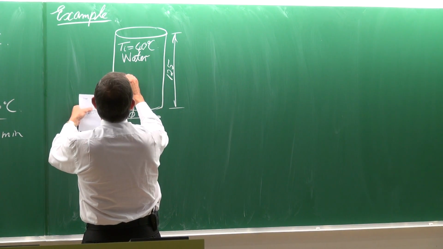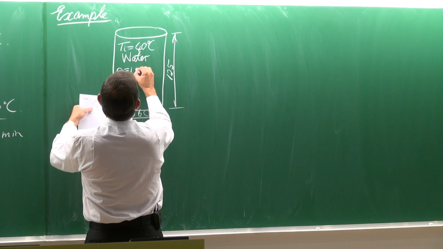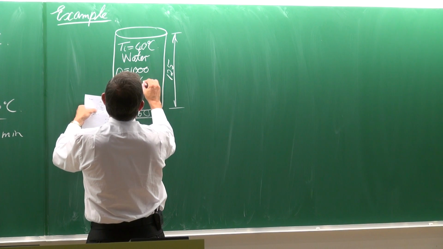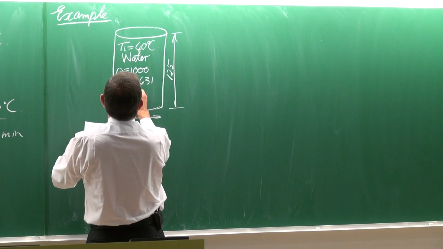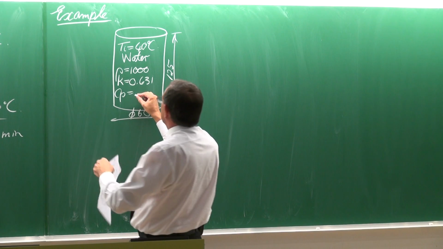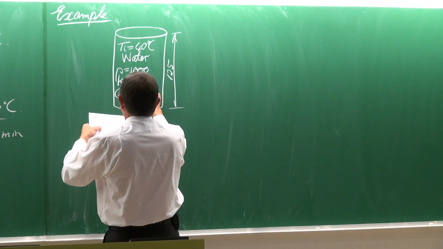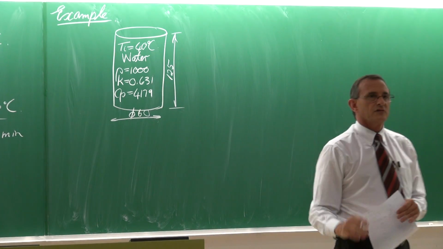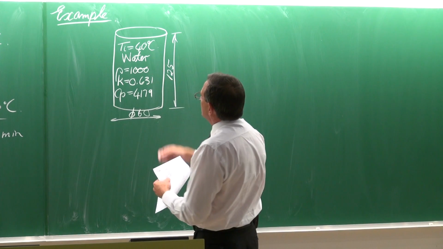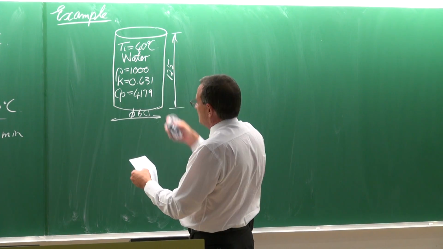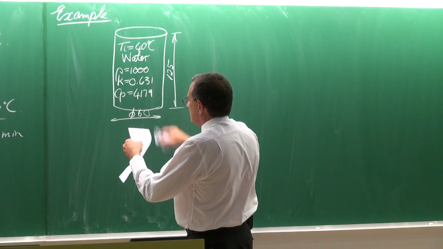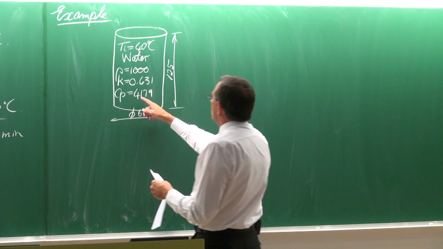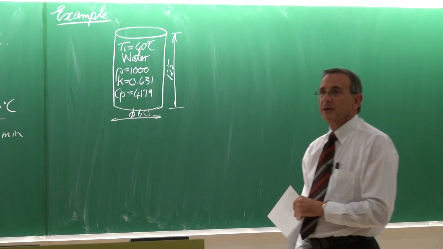And at 40 degrees Celsius, the density of the water is 1,000. The k value is equal to 0.631. And the cp value is 4179. I'm not adding the units here because I'm a little bit out of space. The units for density are of course kilograms per cubic meter. For k, it is 0.631 watts per meter Kelvin, and the cp value is 4179 joules per kilogram Kelvin.